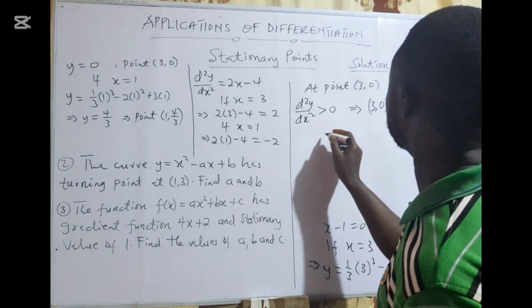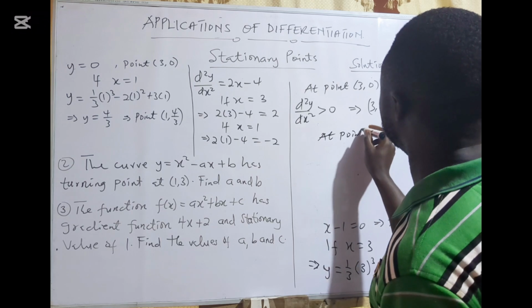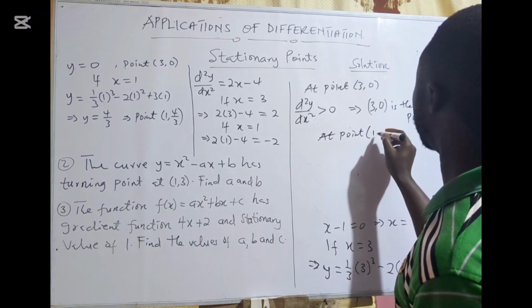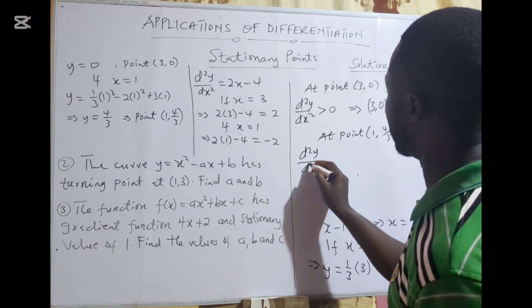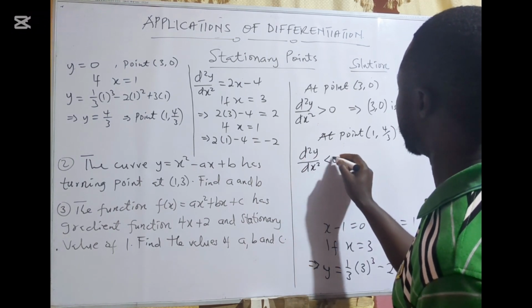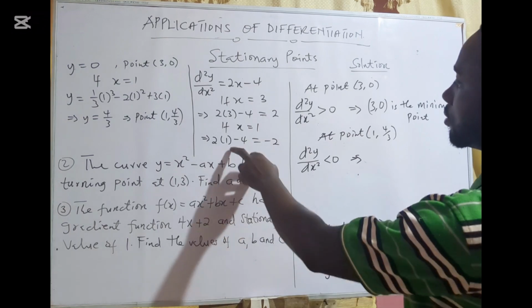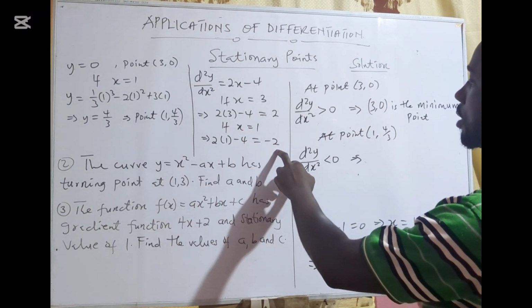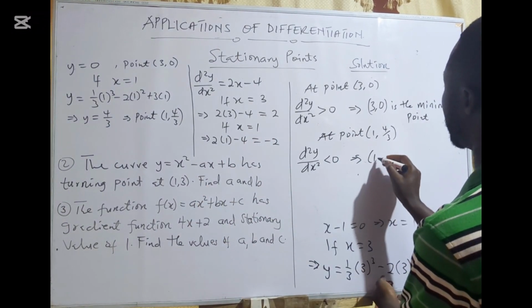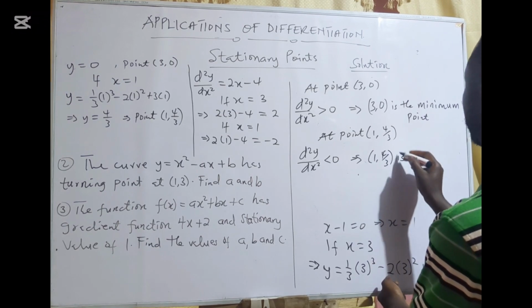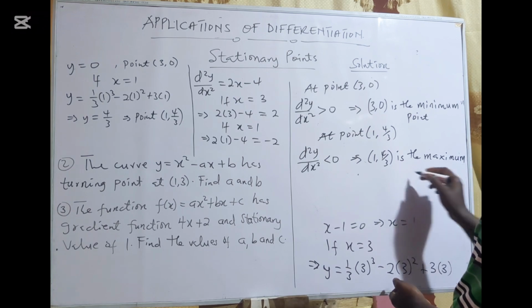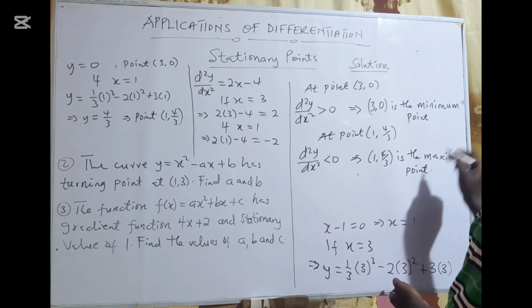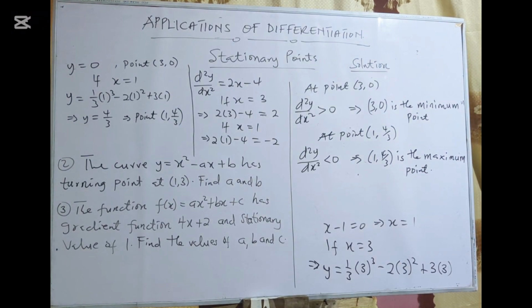Okay, and also at point (1, 4), d²y/dx² is also less than 0, because we had what? When s is 1, we had the answer to be negative 2. It means that the point (1, 4) is the maximum point. Is that okay? So this particular point here is the maximum point.